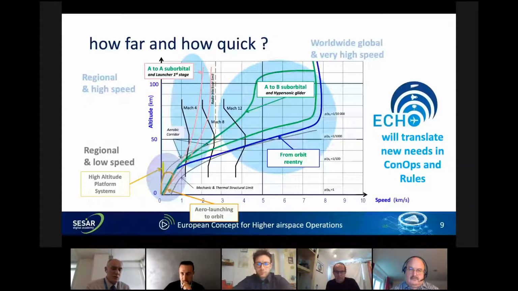Then we have the aero launching to orbit, which go to space and come back to the same zone. So they are not low speed, but they are regional. And then we have what is called the A2B suborbital, or the lower stage of launchers, which are going to space much more. The A2A suborbital today is mainly recreational, let's say, space tourism, but it's also operational when we are talking of a lower stage of launchers, putting satellites in orbit.